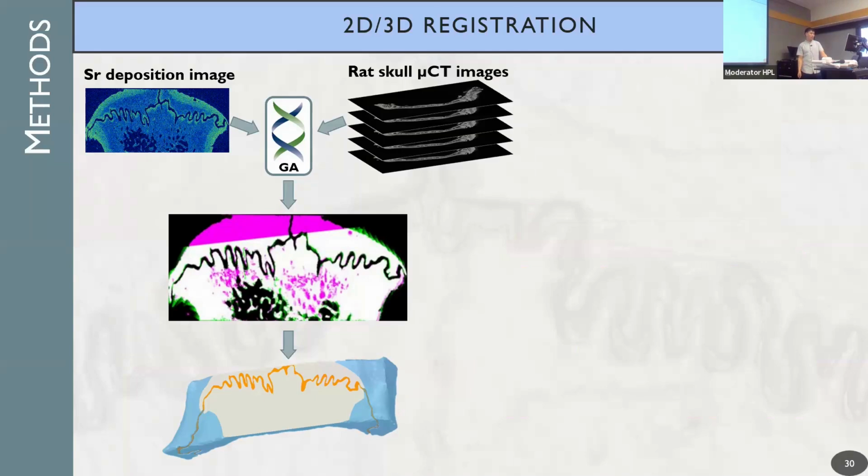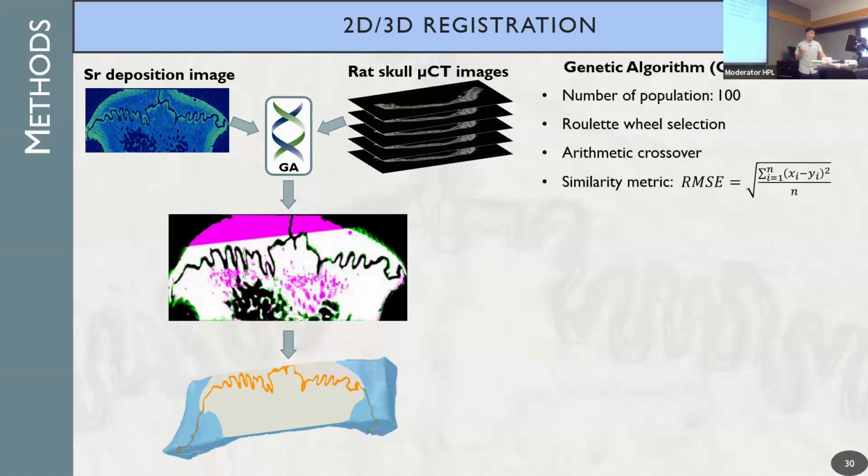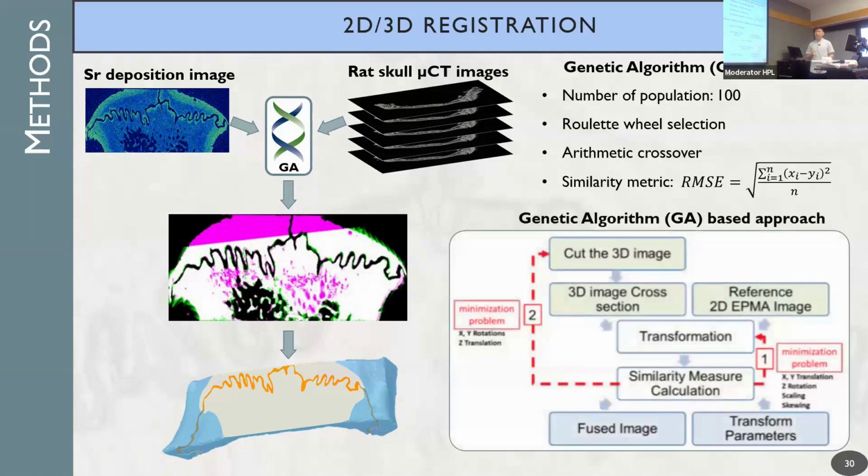In this case, I used a genetic algorithm. So basically, I was able to find, among these CT images, the exact same cross section of the geometry. On this image, pink parts are showing the strontium deposition map, and green parts are showing the bone coming from the CT image. And when they perfectly overlap, it will turn into white. So here are the parameters of the genetic algorithm. Basically, it was a minimization program to minimize the squared difference between the pixel intensities of the two different images.